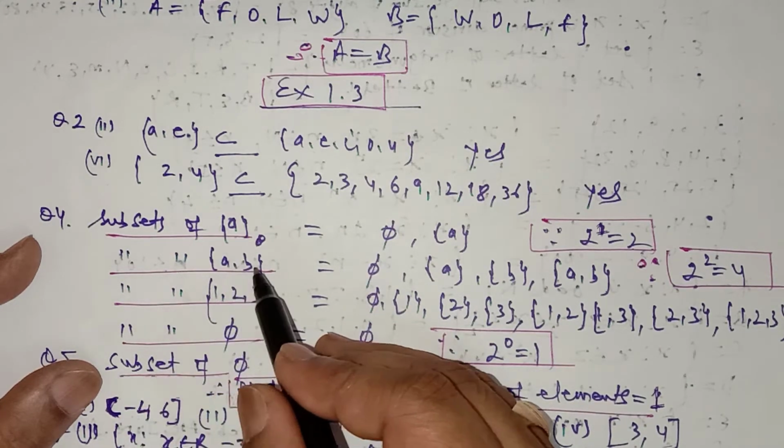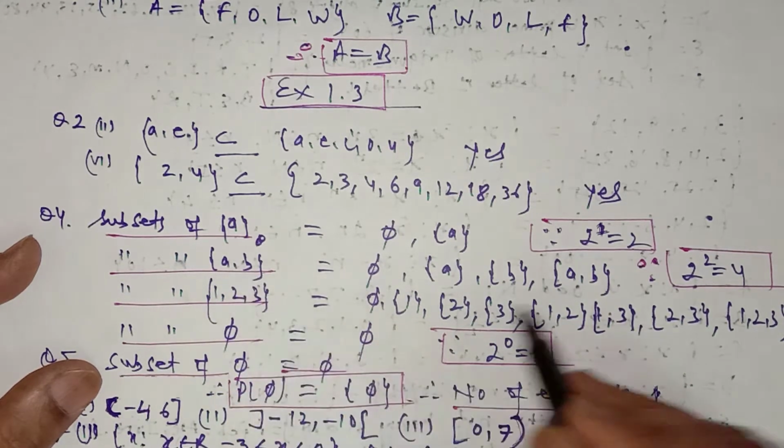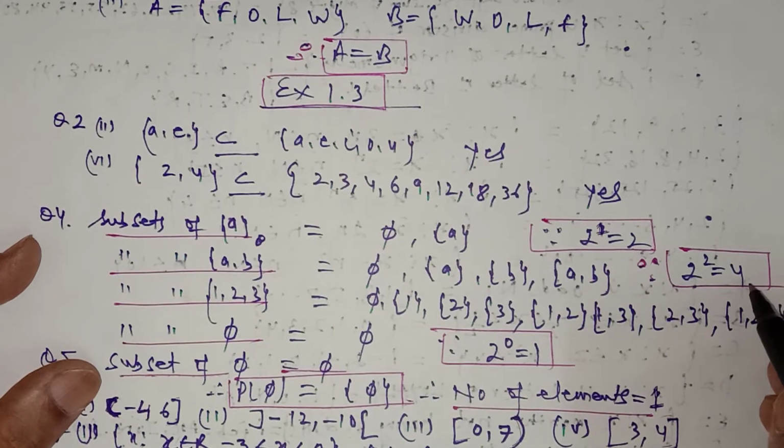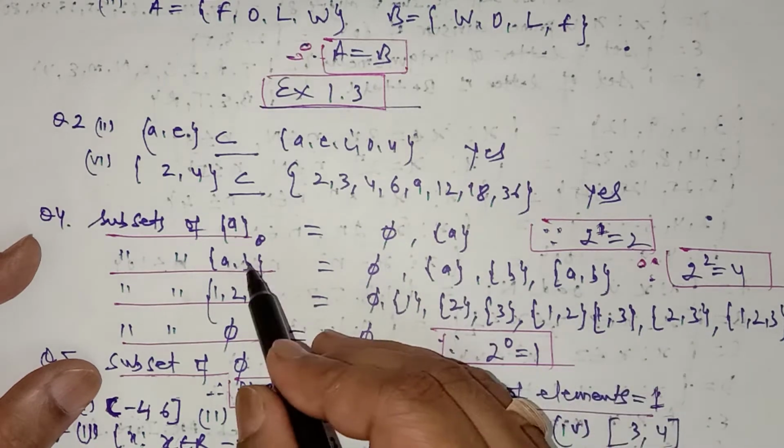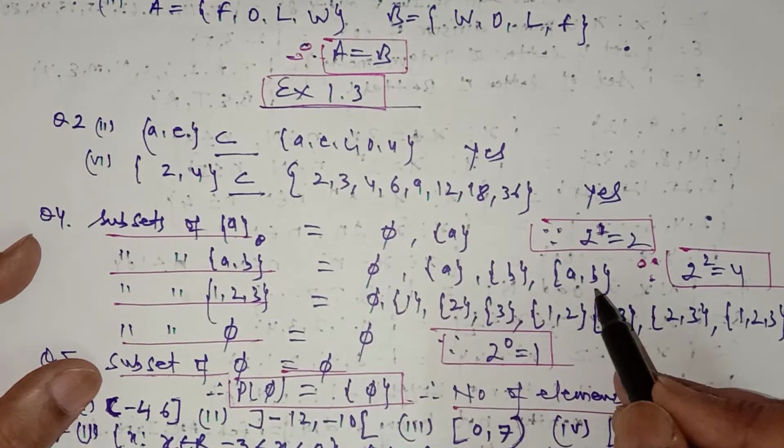Now subsets of {A, B}. This set has two elements, so 2 raised to power 2, that is, it will have four subsets, which are the empty set, {A}, {B} and {A, B}. Four subsets of this.